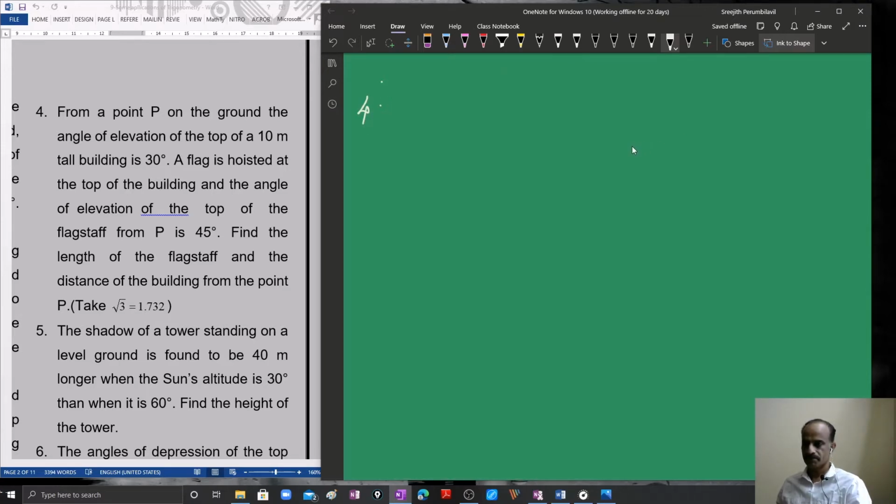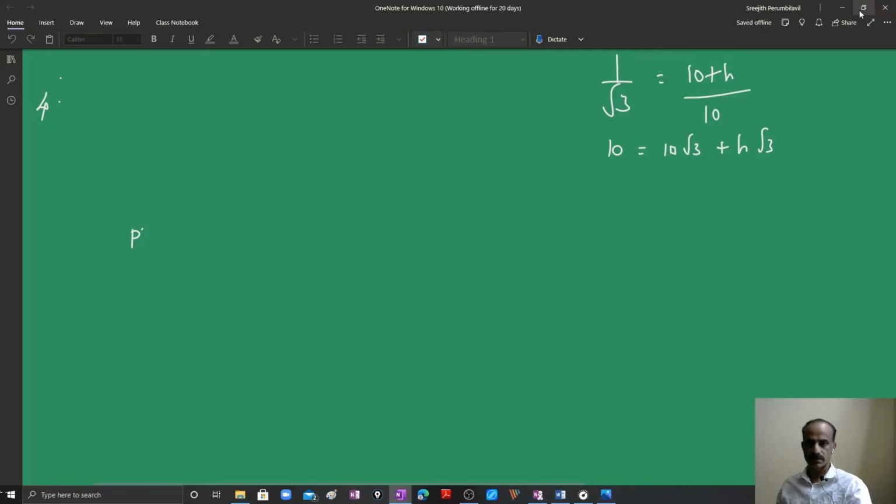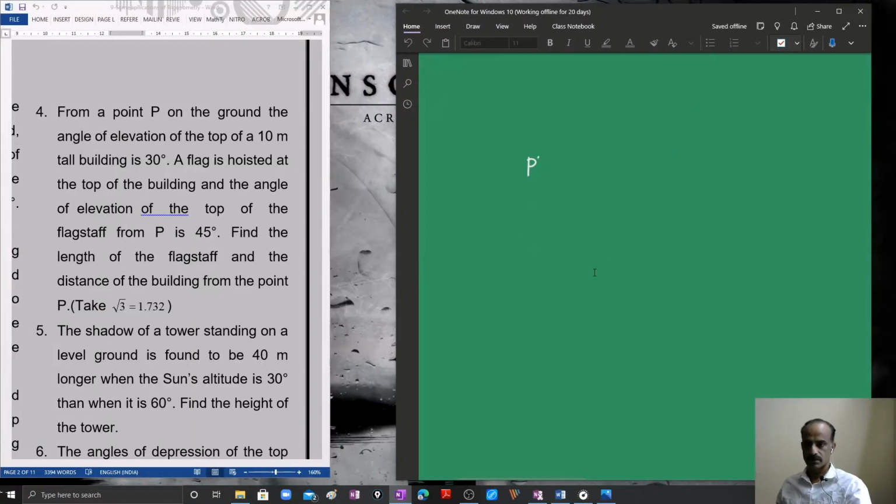Okay. From a point P on the ground, so there's a point P on the ground. Put up a rough figure. From a point P on the ground, the angle of elevation of the top of a 10-meter tall building, that means there's a building which is 10 meter tall. Building.